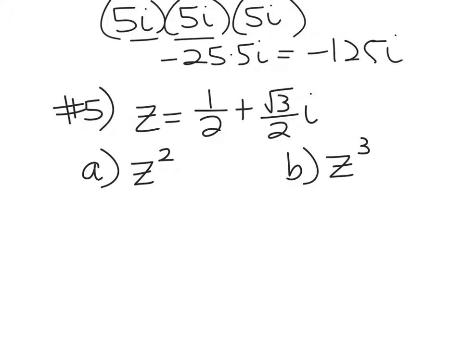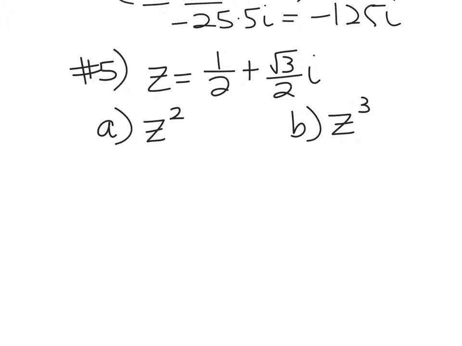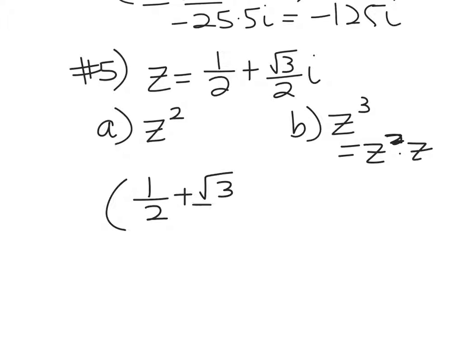Well, z squared's the hard part. Z cubed's going to be easy, because once we have z squared, then we can just do z squared times z, and z is this. So we'll do this answer times that. But the z squared, that's the tricky part. So we're going to take 1/2 plus root 3 over 2 i, and we're going to square it.